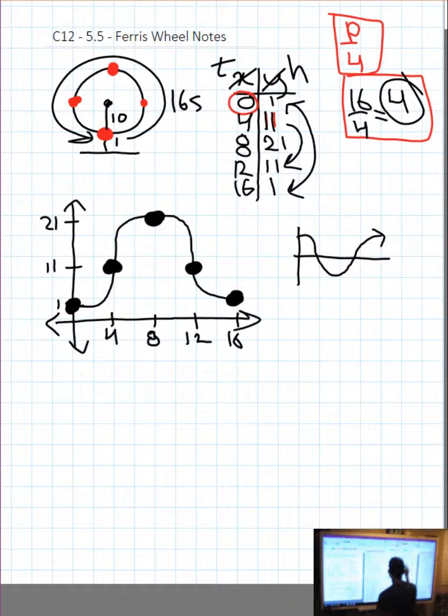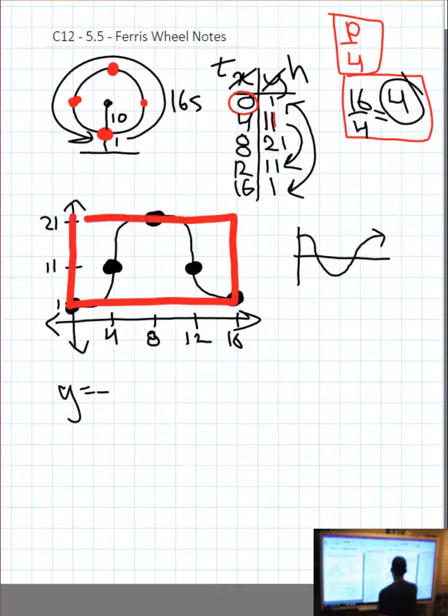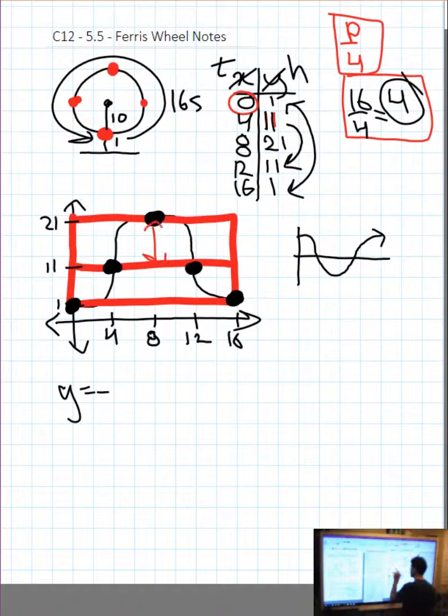So what would the equation be? Well, down below, y equals negative, because we vertically reflected. And I remember that I like to do the box model. So I'm going to draw the box around and even put a line in the center. And my amplitude is simply the distance from the top to the bottom. And 21 minus 11 is 10, which is also the radius of the Ferris wheel. Y equals negative 10.